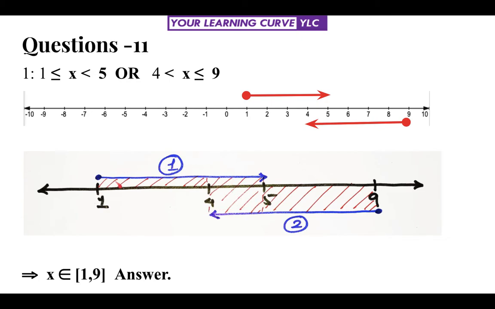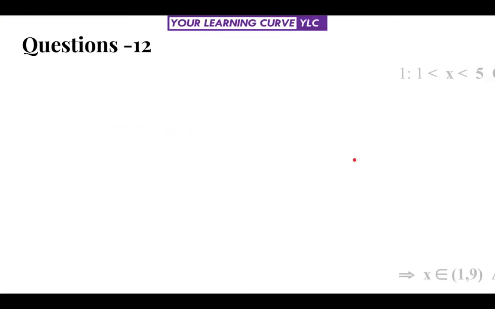But when we are writing the interval, we see that 1 to 4 first is satisfied, 4 to 5 both are satisfied, 5 to 9 the second inequality is satisfied. Though 4 is not satisfying the second inequality, it is satisfying the first inequality. 5 is not satisfying the first inequality, but it is satisfying the second inequality. So 4 and 5 will be part of our answer. So the answer is 1 to 9, both endpoints included. So closed bracket 1 to 9 is our answer.